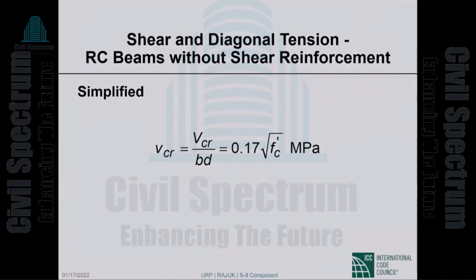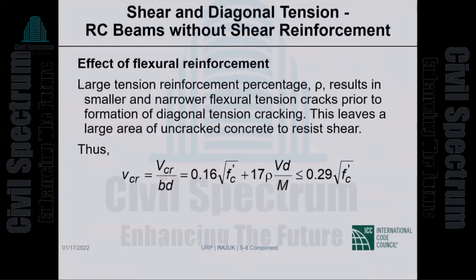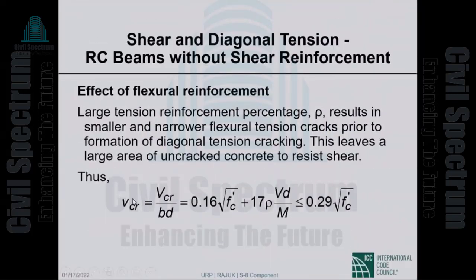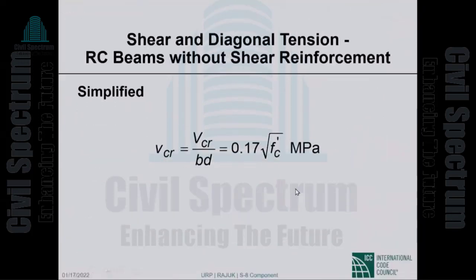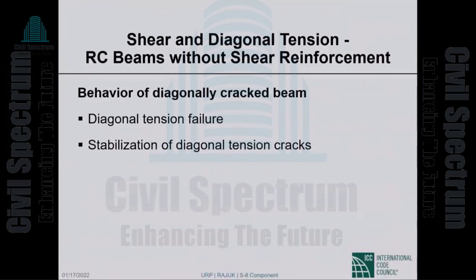So, a simplified expression for flexure shear cracking strength, not web shear. So this is 0.16, we take it as 0.17 and forget about rho. That is just a simplification. You don't have to do this, but that is done fairly often.